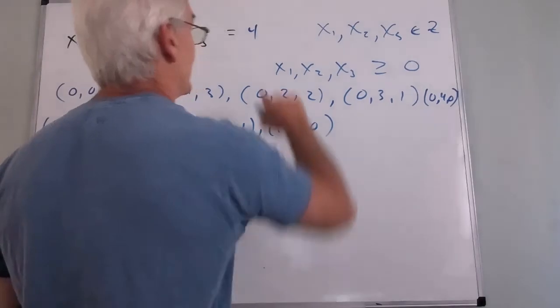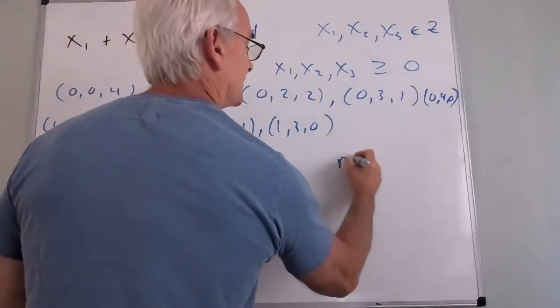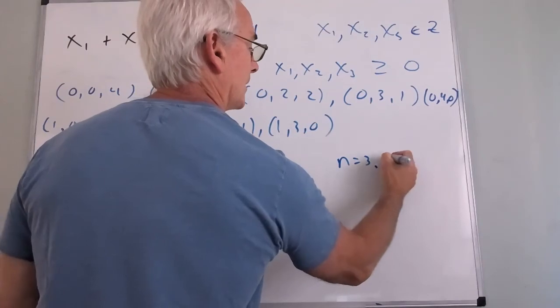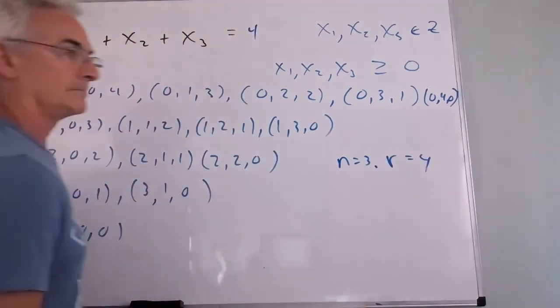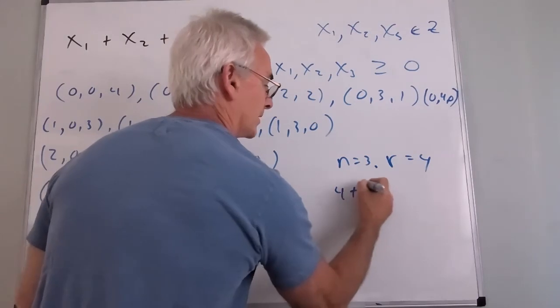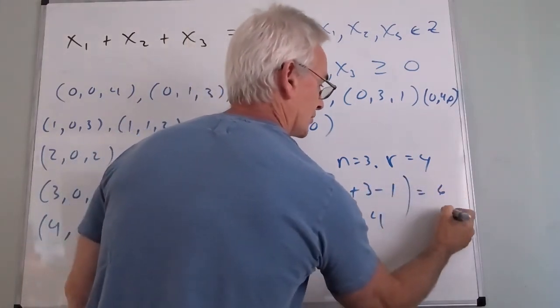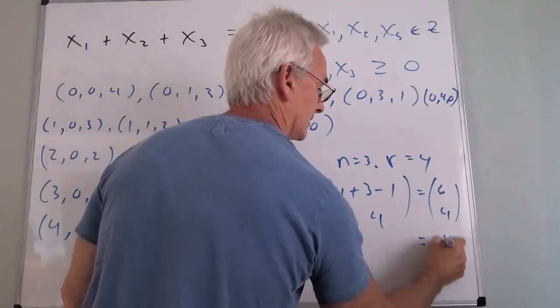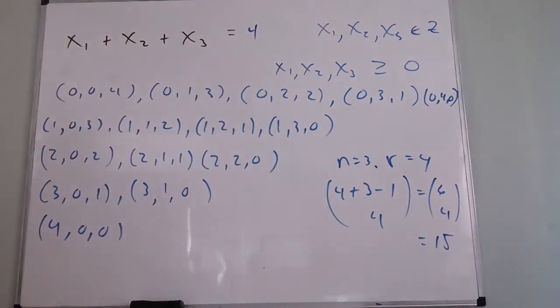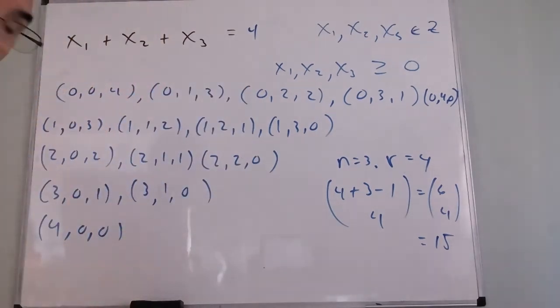How else can I get 15? My n is 3. My r is 4. You with me so far? So my answer was 4 plus 3 minus 1, choose 4, or 6 choose 4, which is in fact 15. So hopefully that answers your question, Sergey. When you're thinking about it with 100, it's too big. So I said, let's do it with 4, and we still got the same thing.